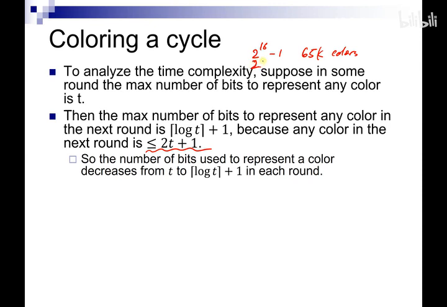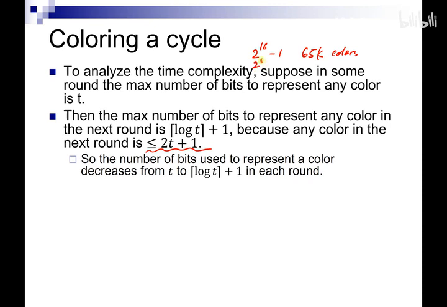Then for 9 bits, the maximum color is going to be 2 to the 9 minus 1, so that's something like 511 colors. So we've managed to decrease the number of colors from something like 65,000 to about 500 colors. And then in the next round, we're going to decrease that again. The maximum color is going to be 2T plus 1, but the number of bits is going to be log T plus 1, so that's just 5. Sorry about that.